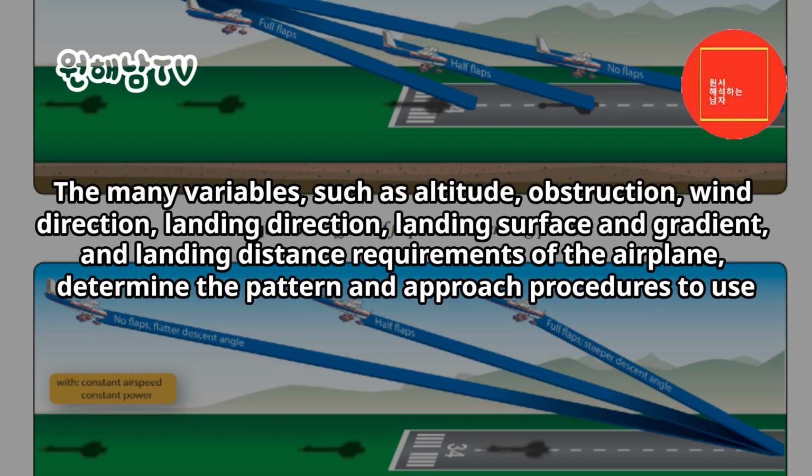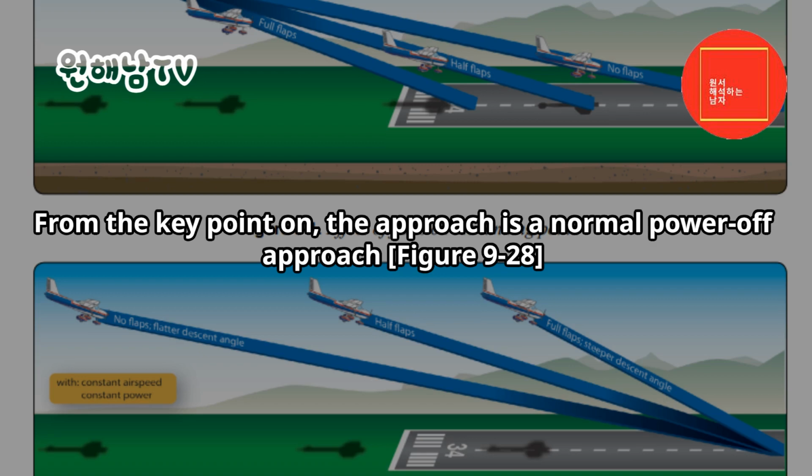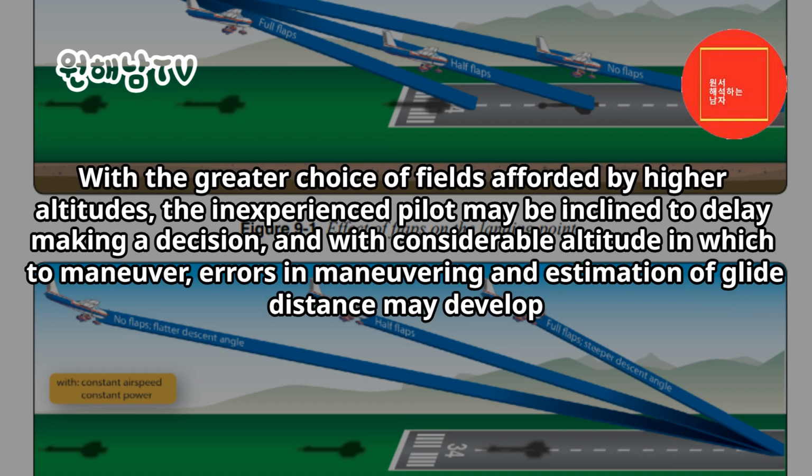The many variables, such as altitude, obstruction, wind direction, landing surface and gradient, and landing distance requirements of the airplane, determine the pattern and approach procedures to use. The pilot may use any combination of normal gliding maneuvers, from wings level to spirals, to eventually arrive at the normal key position, at a normal traffic pattern altitude for the selected landing area. From the key point on, the approach is a normal power-off approach. Figure 9-28.